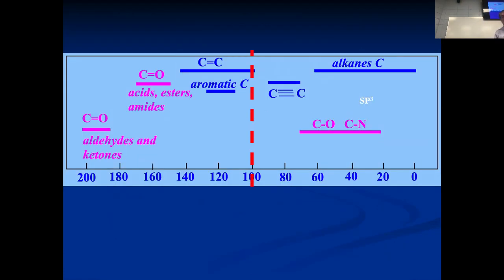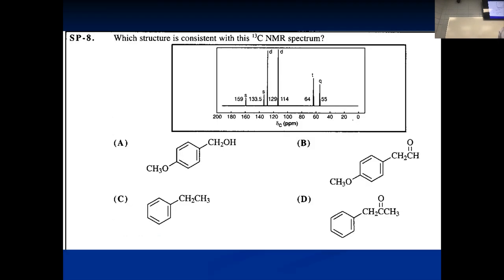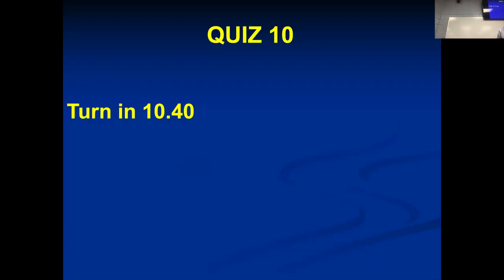All right, we will pick up next time with carbon NMR, which, trust me, is a lot easier than proton NMR. But we need a quiz for chapter 10, so I need you to turn in 10.40. Put your name on it and turn it in on your way out up there on the table. I will see you on Thursday, and we'll finish up NMR, and we will then jump into chapter 12. So please read ahead.